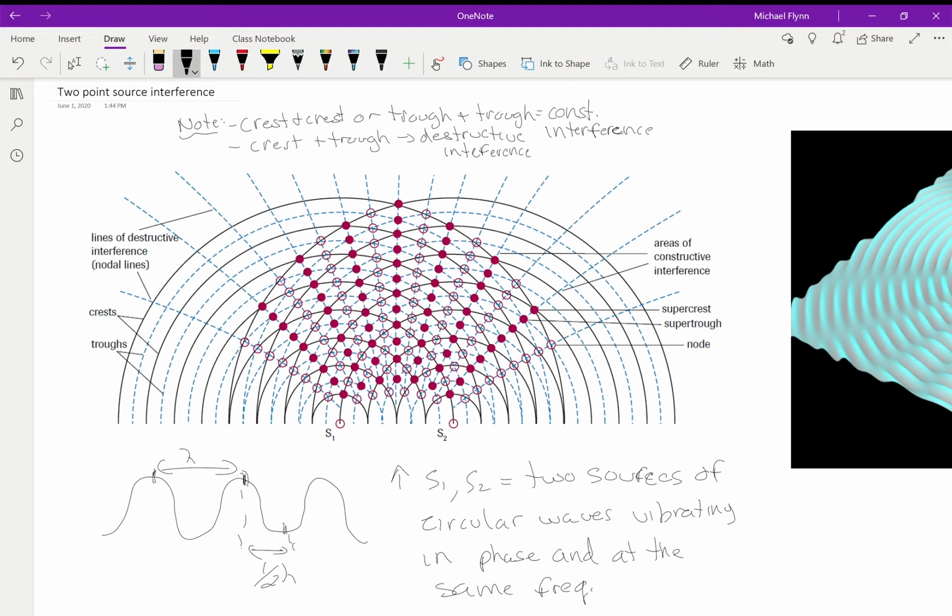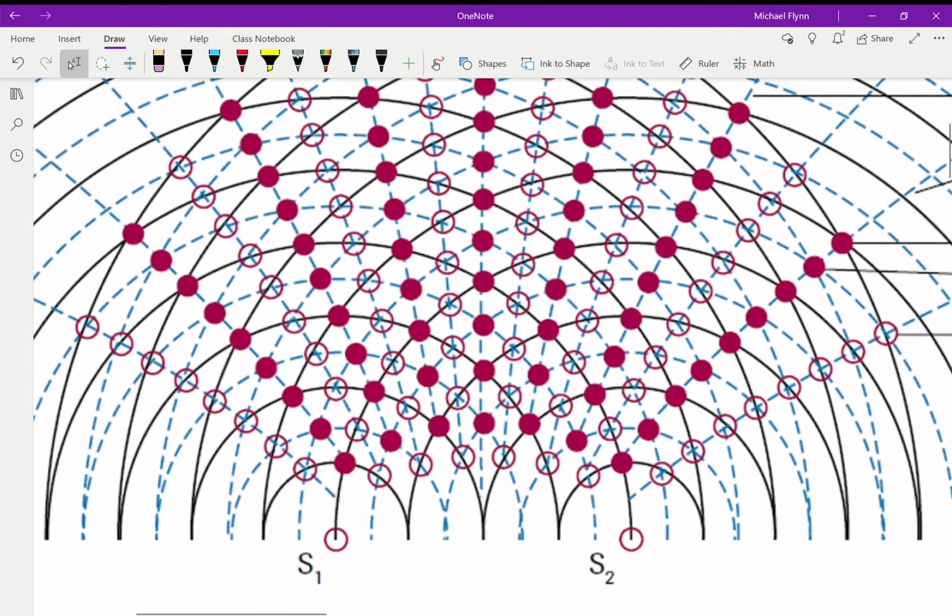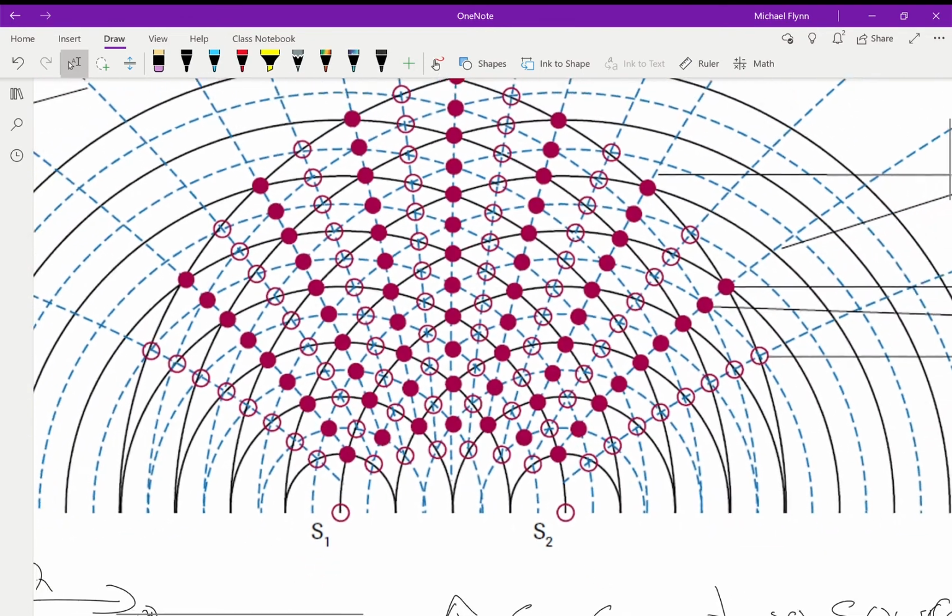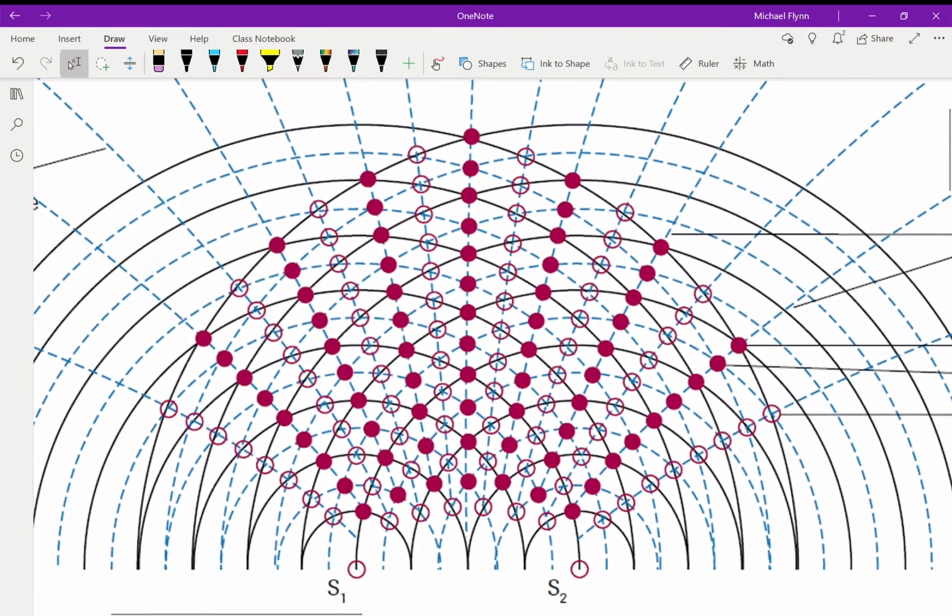So these are two identical sources, right? So the waves they make are identical, and they're making them at the same time, and that's really important. And that's what this picture represents. Now, where the waves meet is indicated here with dots, filled in dots and hollow dots. So let's zoom in on this.